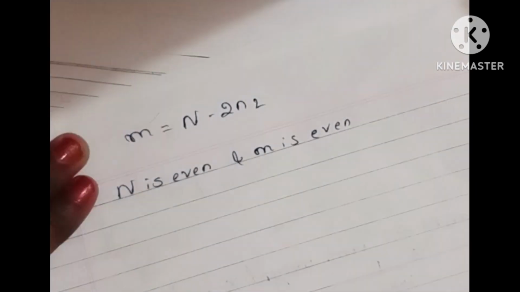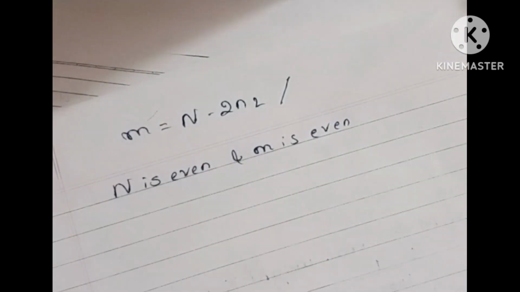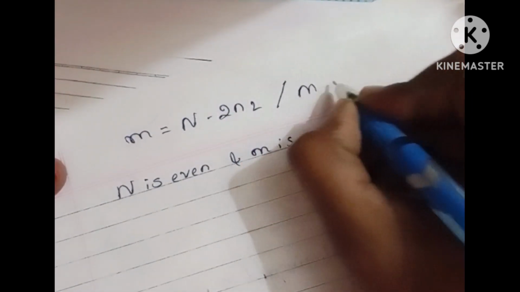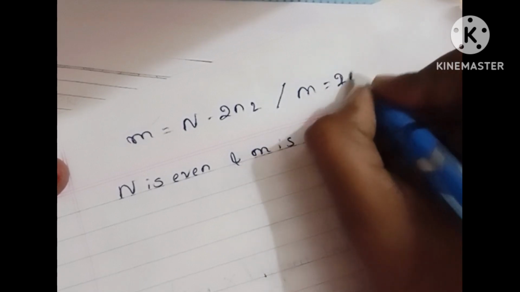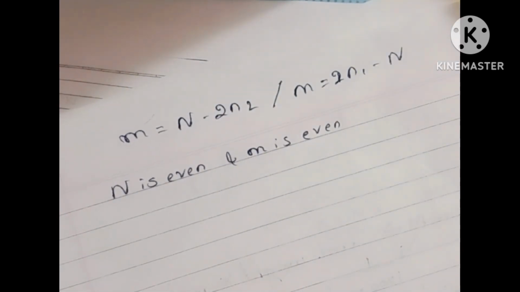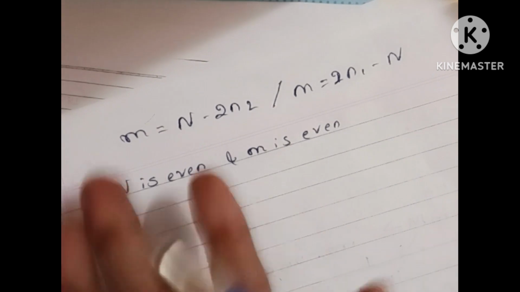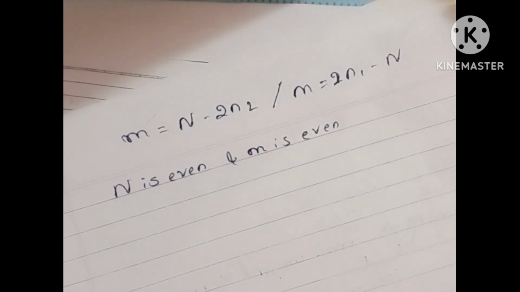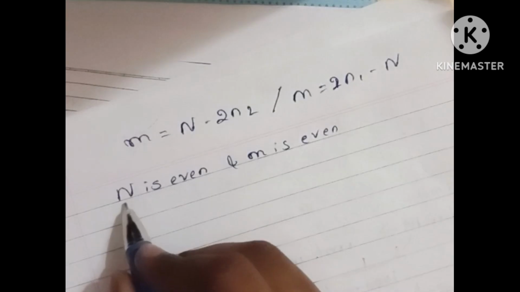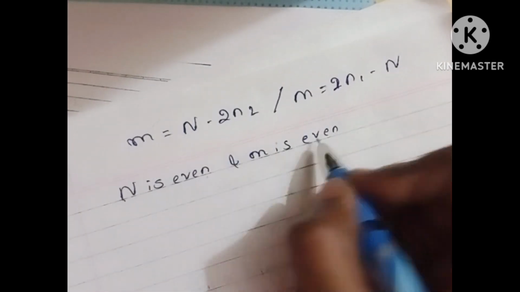Moving further, take a condition that if n is even and m is also even, because in the last equation we got m is equal to n minus 2n2. Or else if you substitute for n2, we may get m is equal to 2n1 minus n. So we can get both the equations. How we substitute it, we get like that. So from this I'm writing n is even and m is even.